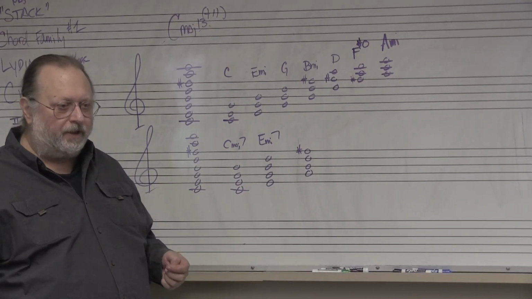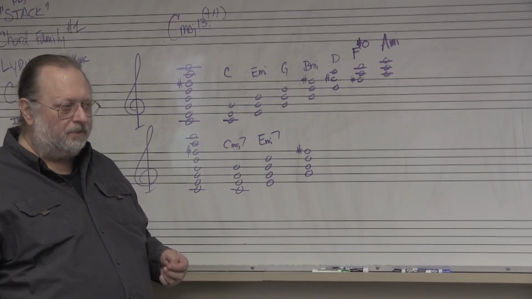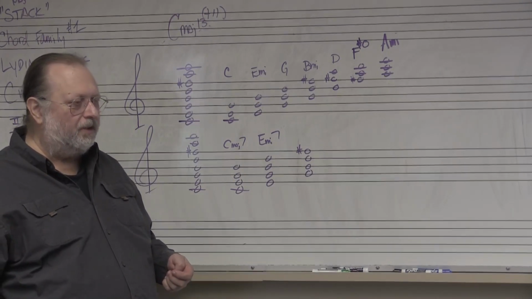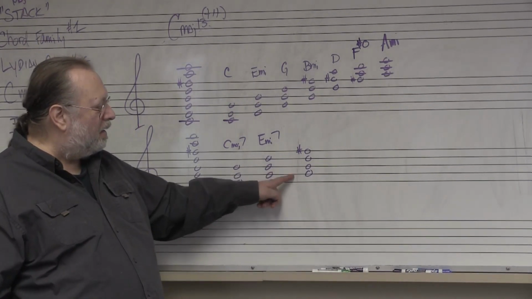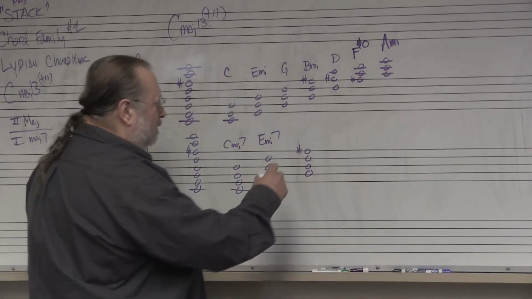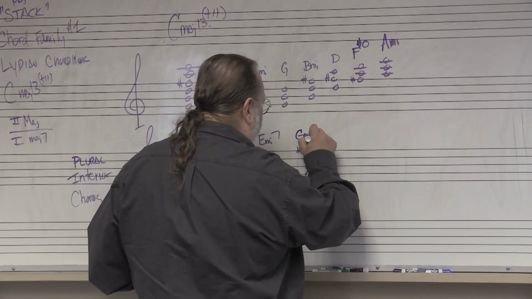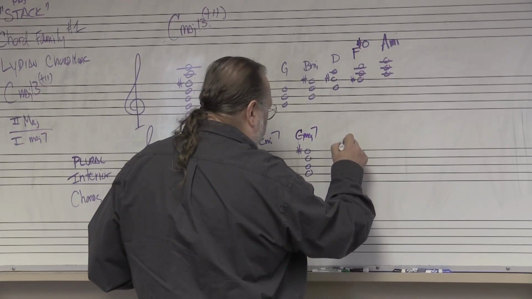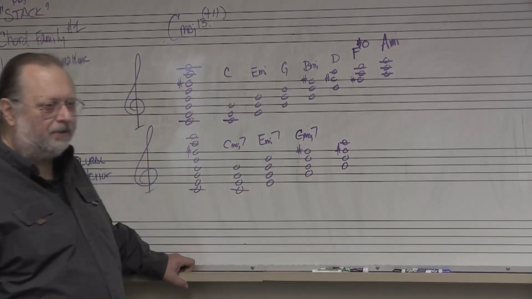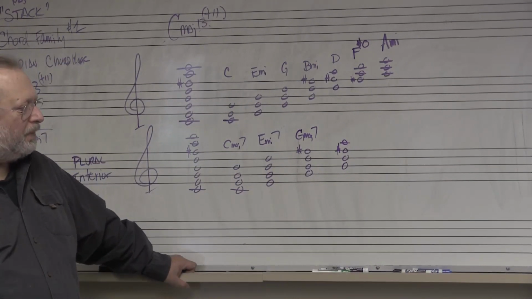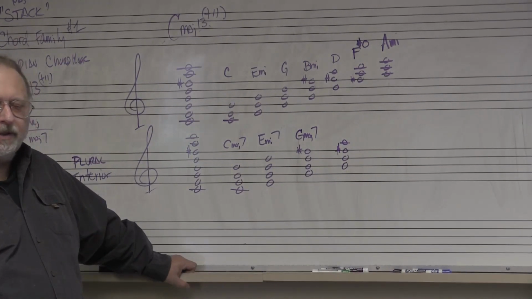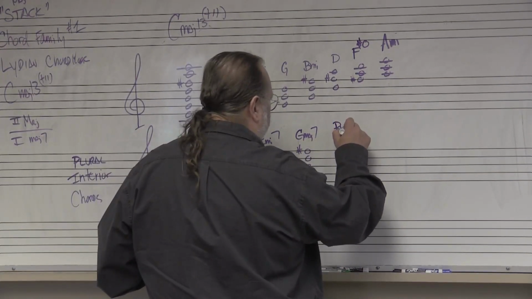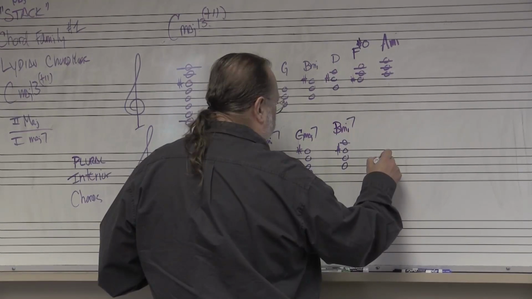G7's what? All right, G major 7. Now, what's the B? B, D, F sharp, A. B minor 7, right? And then D7.